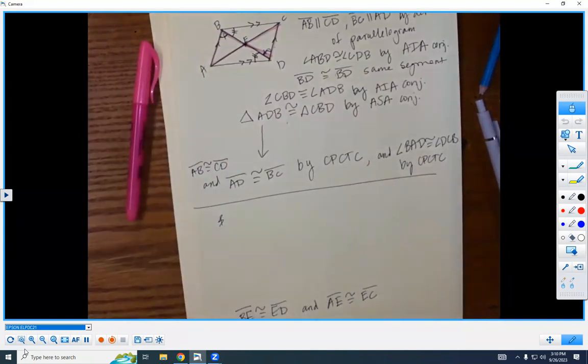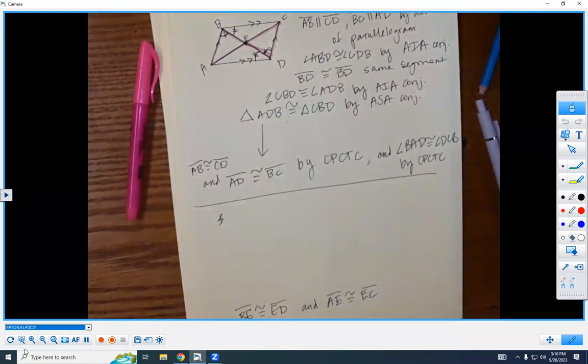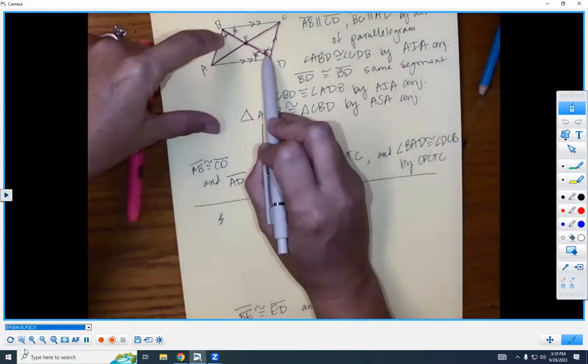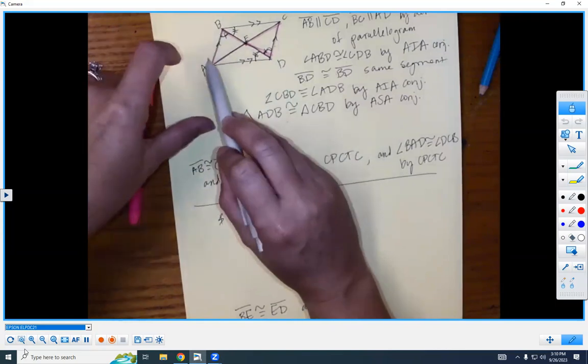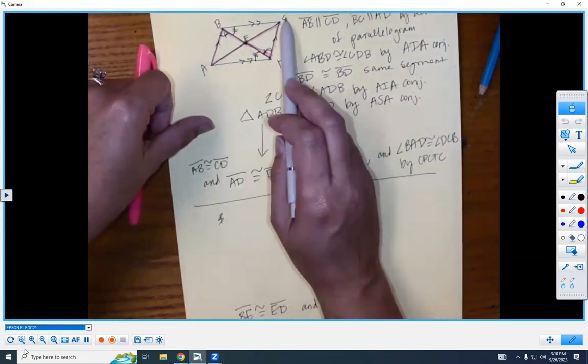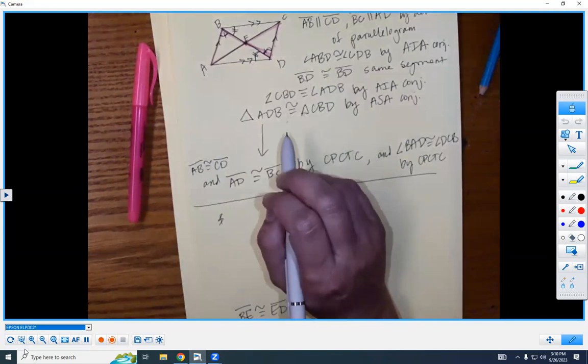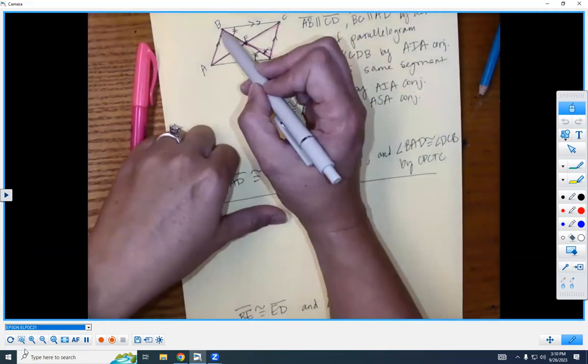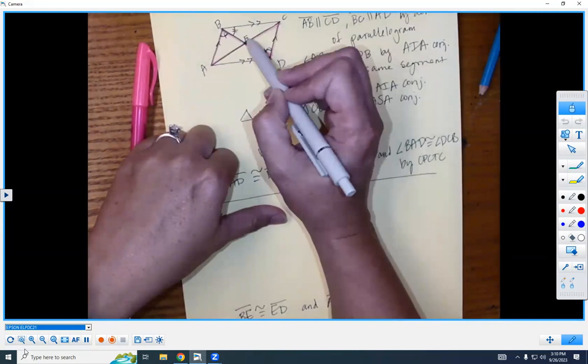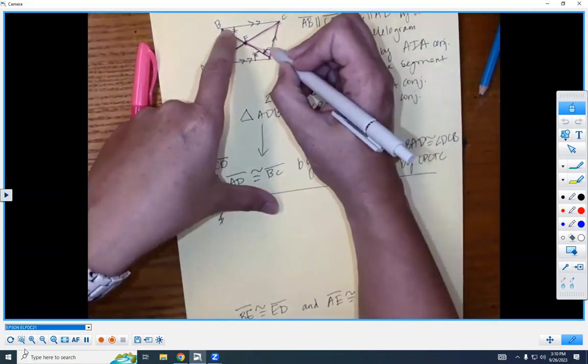So can I prove those two triangles are congruent? What do I know? Angle, side, angle. Where's the third angle? Because we already proved that angle ABD was congruent to angle ADB. So we know those angles, and then it shares the side. I'm talking about this triangle and this triangle. They don't share a side. Oh, but I do have these congruent angles.